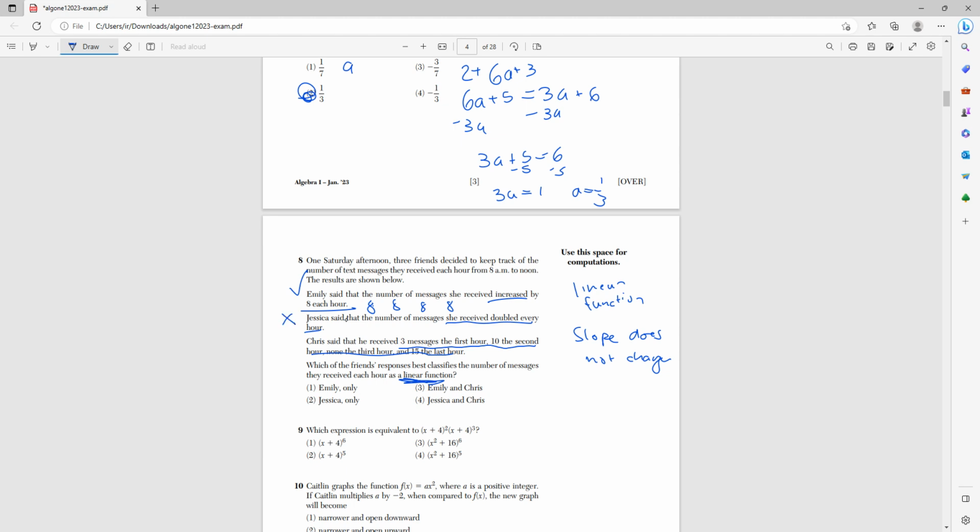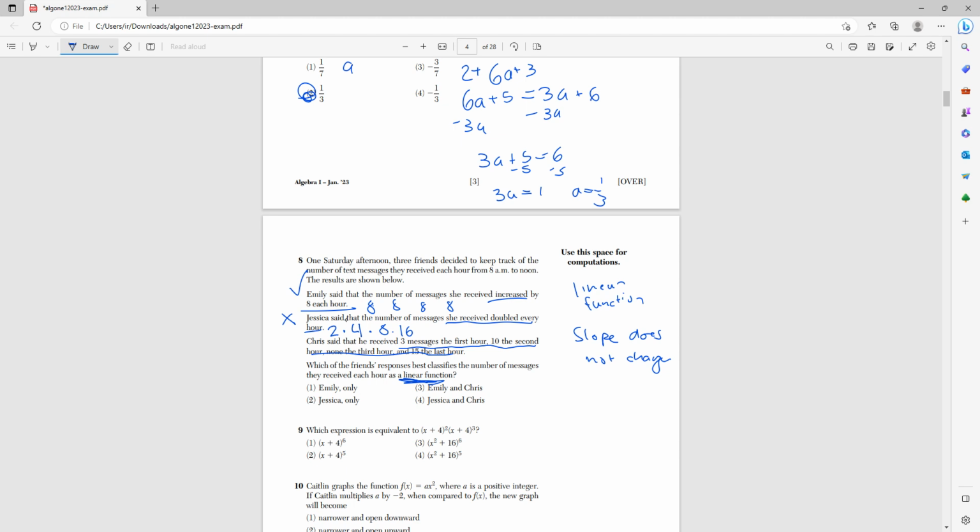What this is saying is she received, for example, 2 messages the first hour, and then the number of messages she received doubled. So then the next hour she received 4 messages, then the next hour 8, then the next hour 16. And this isn't linear because the number of messages she's getting, or the number of messages she's increasing by, changes. Her rate changes.